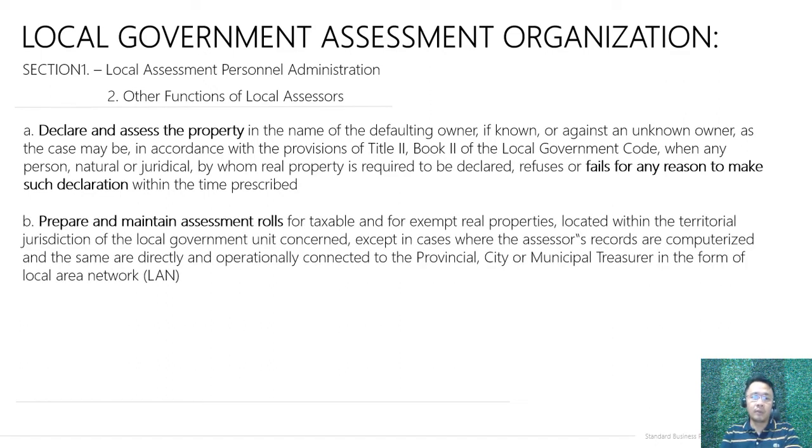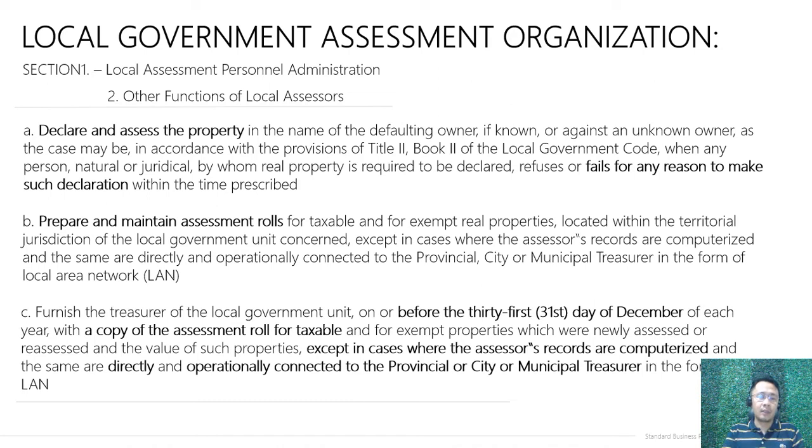And also, the local assessor should prepare and maintain the assessment rolls for taxable and for exempt real properties located within the territorial jurisdiction of the local government unit concerned, except in cases where the assessor's records are computerized and the same are directly and operationally connected to the provincial, city, or municipal treasurer in the form of a local area network plan.